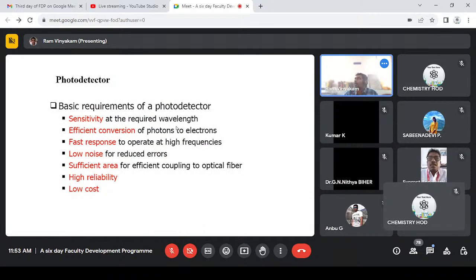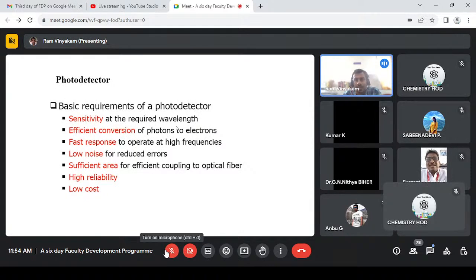Let me move on to the devices. I think I took more time on the basics. Let me restrict myself to a photodetector.